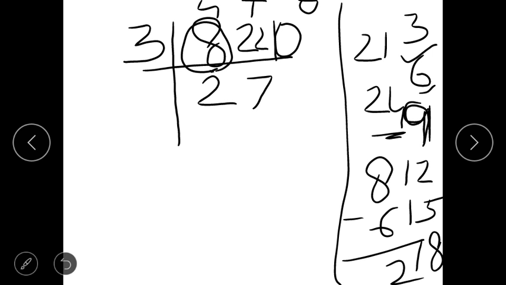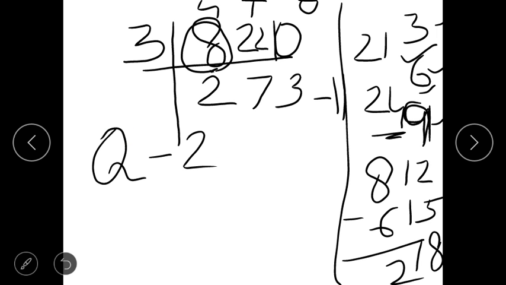Now again read the table of 3 and come close to the number 10. 3 ones are 3, 3 twos are 6, 3 threes are 9. So that is 3 threes are 9. Now what is left, children? 1 is remaining. So in this question, your quotient is 273, and the 1 that remains is the remainder. Understood?